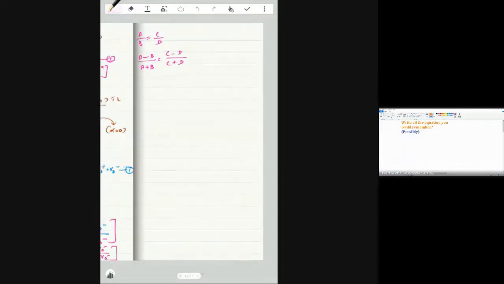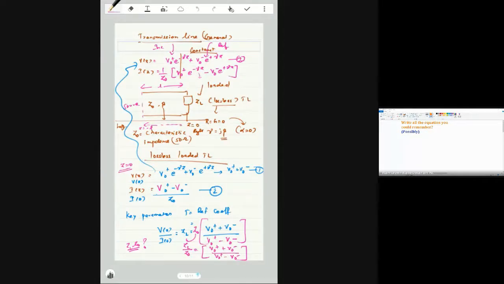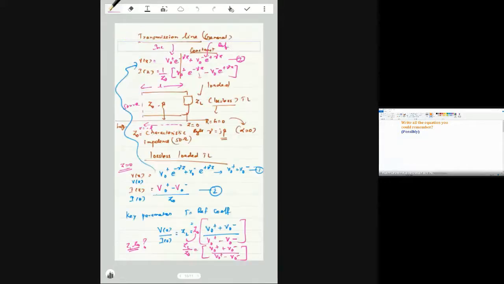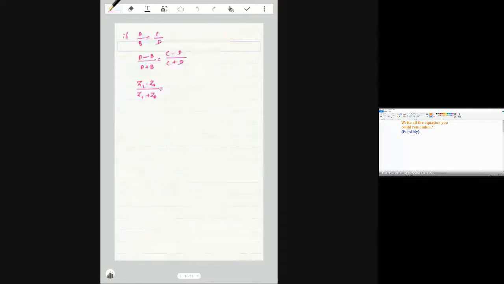If you write that, you would get what we saw in the last class. You can see it in the last lectures or in the notes you wrote. This can be written as V naught minus by V naught plus. This quantity is called the reflection coefficient. I told you this is again a very important quantity. This will lead us to the Smith chart, a graphical tool which can solve transmission line problems.